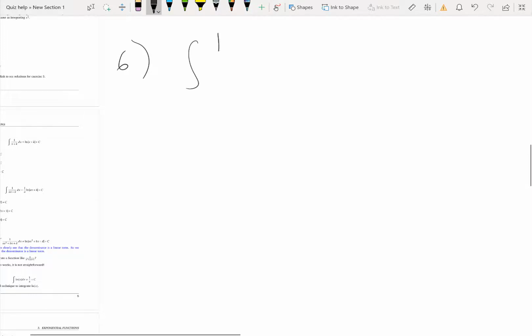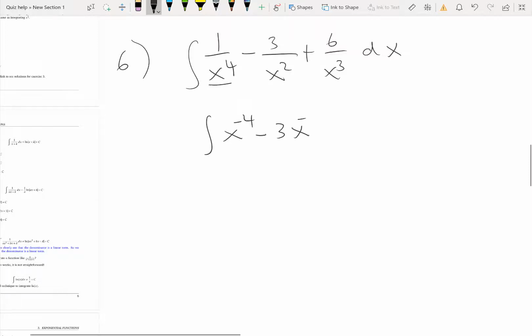Alright, let's do the sixth one. 1 over x to the 4 minus 3 over x square plus 6 over x cube, you integrate with respect to x. Now a little bit tricky. You have three things to integrate separated by addition and subtraction. Now I'm going to write this like this: x to the negative 4 here, take x to the 4 to the numerator, minus 3x to the negative 2 plus 6x to the negative 3.